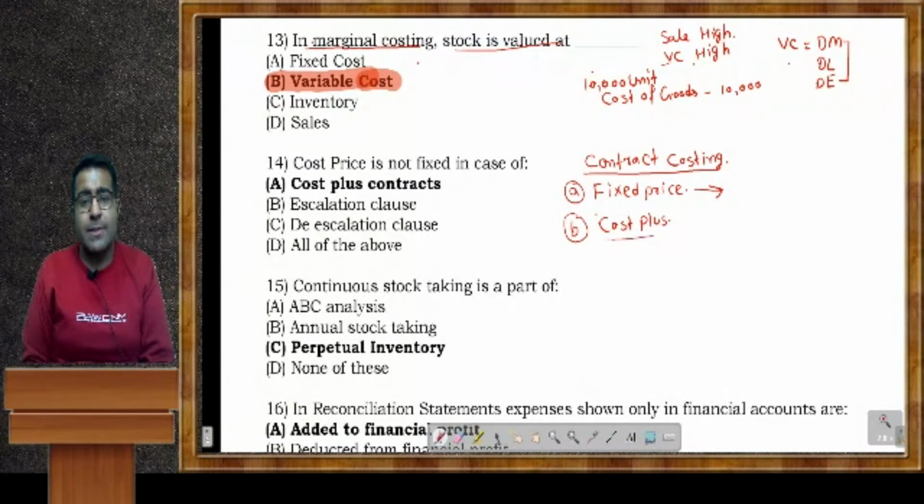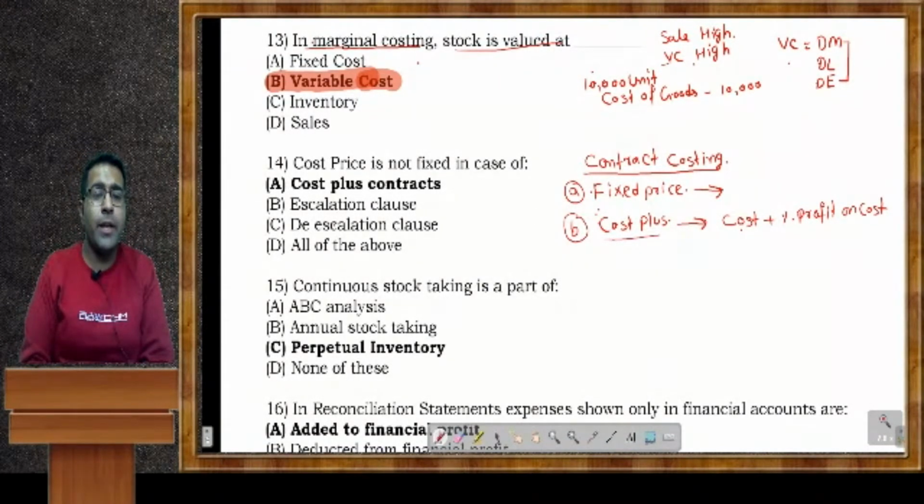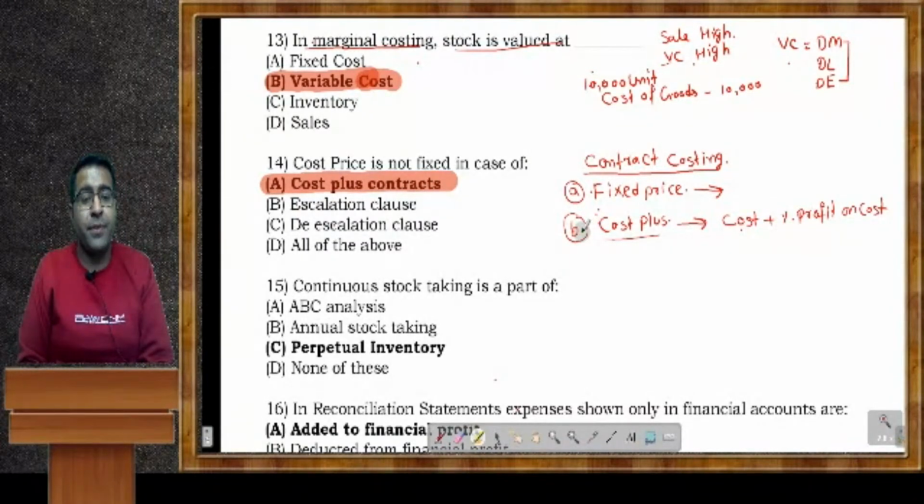In the cost plus method, the contractor gives all the records to the contractee, that in 3 years or 4 years when the contract is completed, the total cost is there, give me a fixed percentage profit on cost. So when the price is not fixed, we have to use cost plus contracts. Okay, so the answer is cost plus contracts.